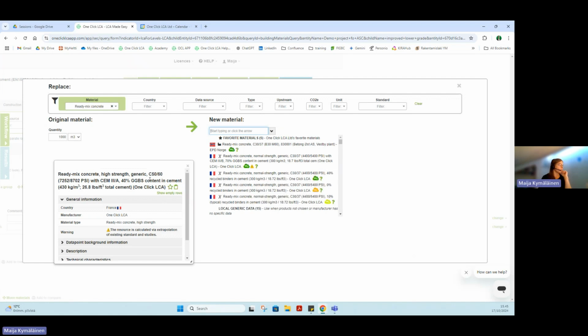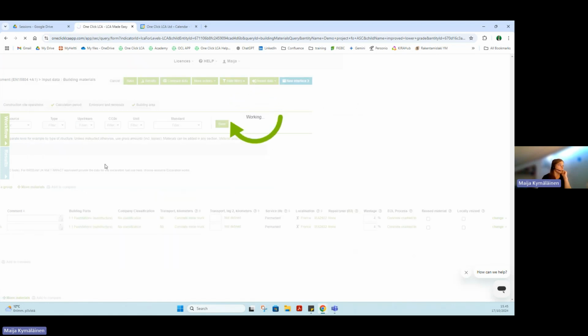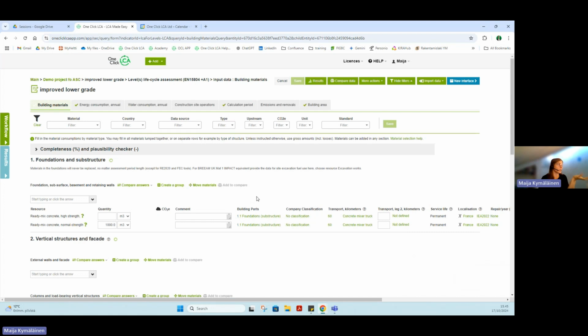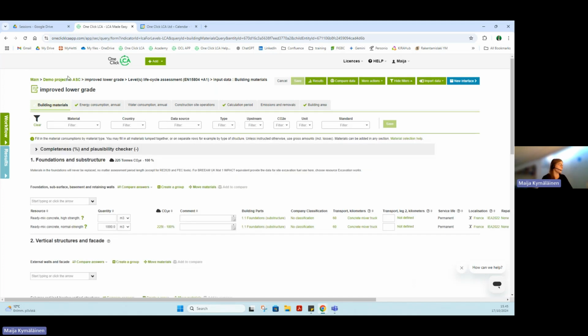All right, so we had 40% GGBS, and here we have 40% recycled binders, which is basically a similar kind of concrete, just a lower grade. We can then use this same amount and just replace the data point with another one. This is, of course, something you would need to discuss with, for example, structural engineers, because they would know what kind of material would be suitable. But here you can see we already got 26% off our carbon footprint.